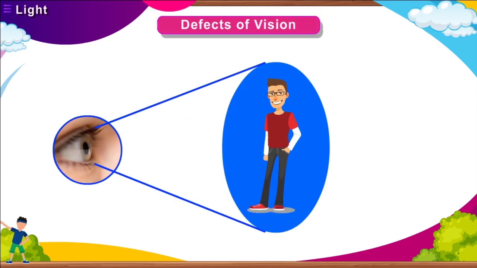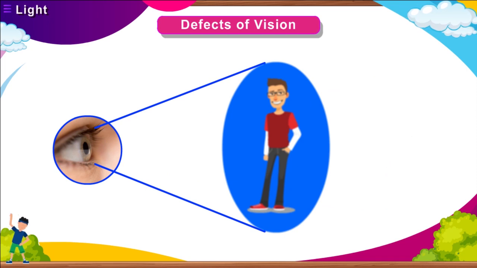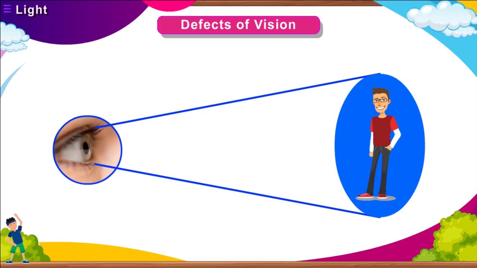Defects of vision. Some persons can see objects close to them but can't see distant objects clearly. On the other hand, some persons can't see nearby objects clearly but they can see distant objects very well. With suitable corrective lenses, these defects of the eyes can be corrected.